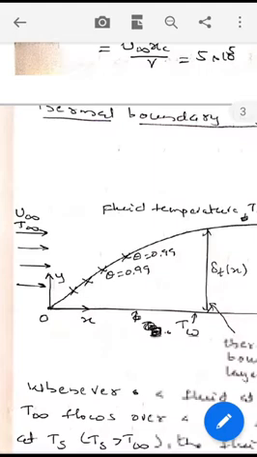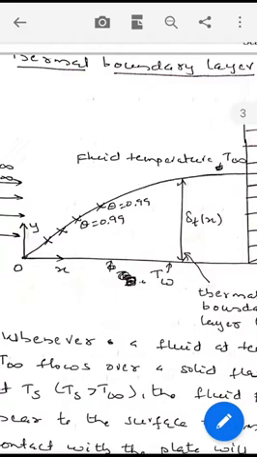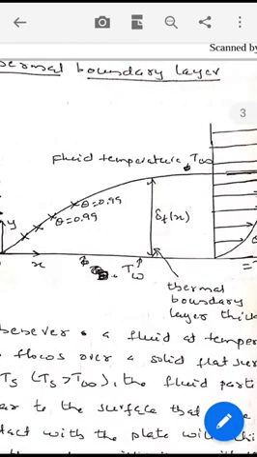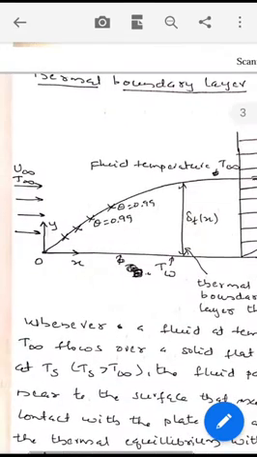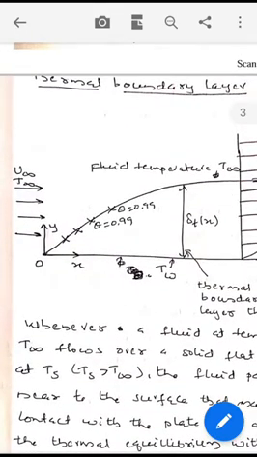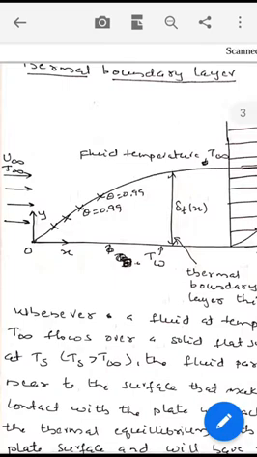Whenever a fluid at velocity u infinity and temperature T infinity flows over a stationary flat plate, a thermal boundary layer is developed along with a velocity boundary layer. The fluid particles that make contact with the plate will come into thermal equilibrium with the plate and will attain the same temperature as the plate, that is Tw. These fluid particles will give heat to the adjacent fluid particles above by conduction, and a temperature gradient is developed.